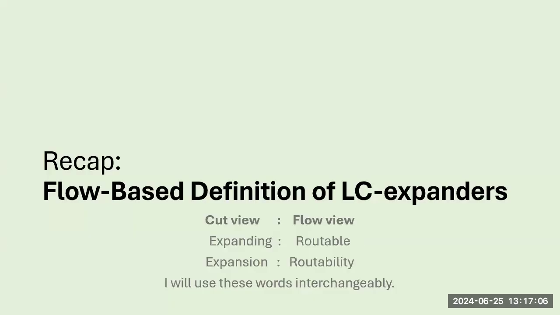Then just to recap, I need to tell you a bunch of definitions before going to these three concepts. I need to tell you again about the flow-based definition of length constraint expander. And in this talk, I will use the words expanding and routable interchangeably. When the graph is expanding, it just means that the graph is a really good router. And if the graph is a really good router, then it's expanding. So expanding is just the cut view, and routable is the flow view.